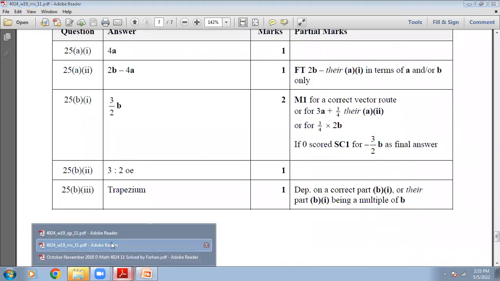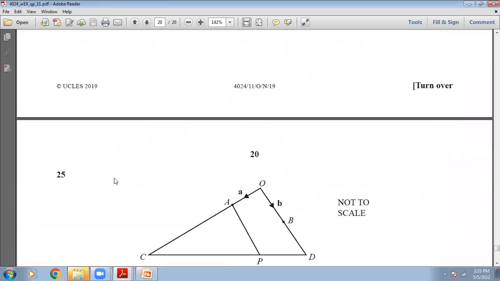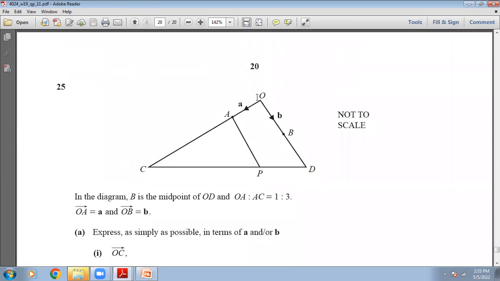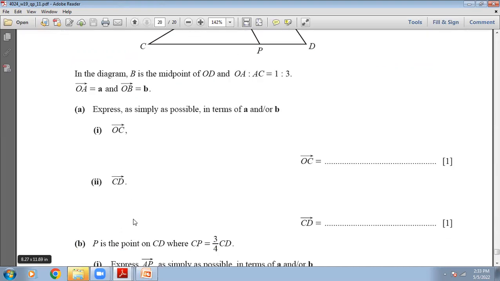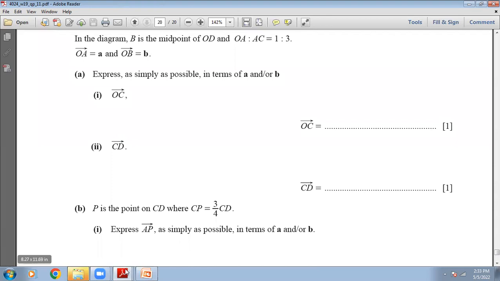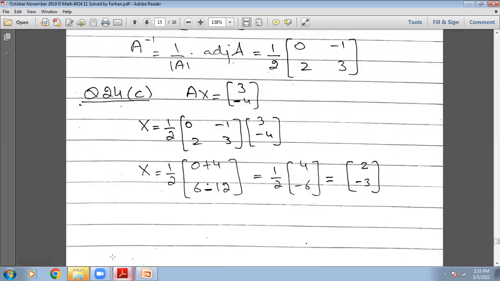Okay, so we are going to the last question. In the diagram, B is the midpoint of the OD. This is the midpoint of the OD. And OA is 1 and AC is 3. This is 1, so this is 3. If this is A, this will be 3A, and that total thing will be 4A. If this is B, this whole thing will be 2B. The first question coming up on your screen is: express OC.